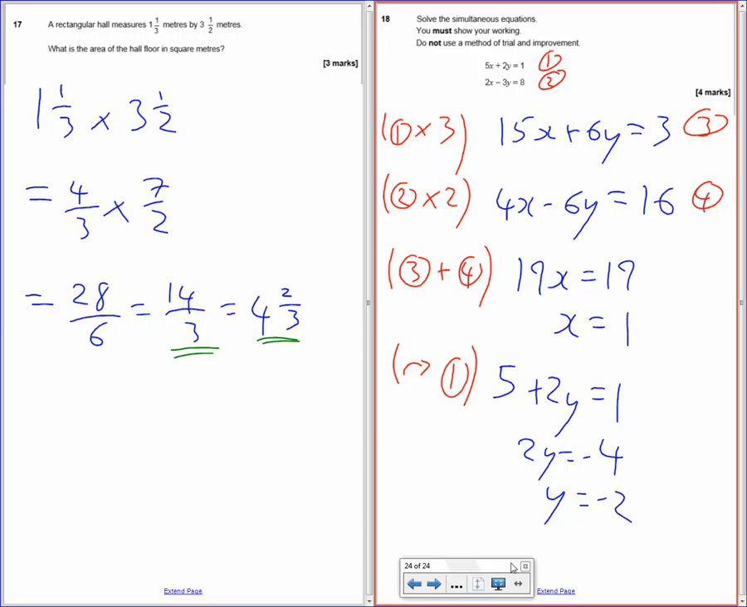And you can check that in the second equation. Does 2 times 1, subtract 3 times negative 2 equal 8? Yes, it does. So y must be negative 2, and x must be 1.